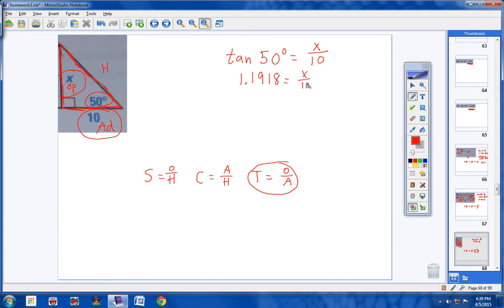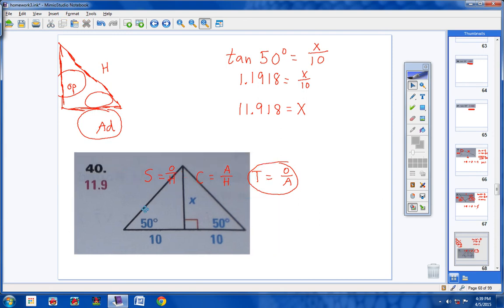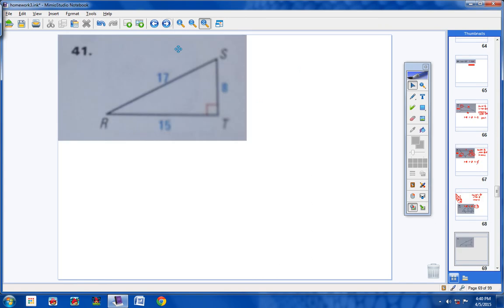Now your denominator is 10, so multiply both sides by 10. If you multiply this side by 10, you'll get 11.918. If you multiply this side by 10, you'll get x. So x equals 11.918, or in other words, 11.9. And there's your answer right here, 11.9. Okay. Alright, moving on to numbers 41 through 43.